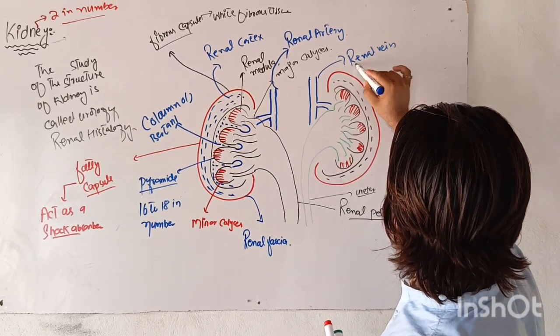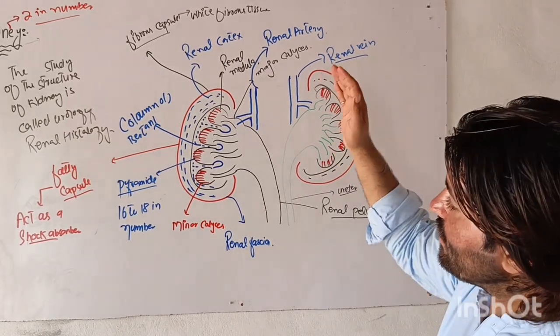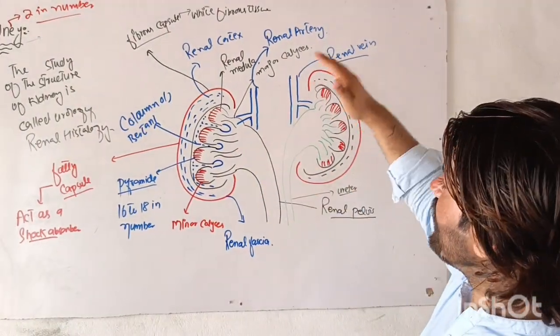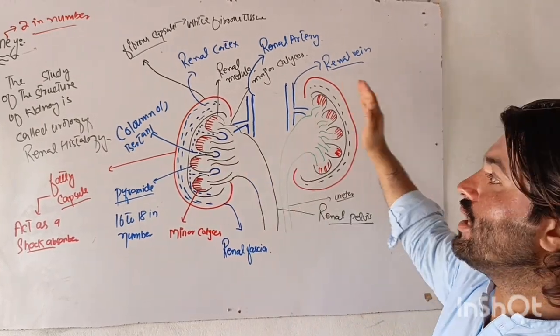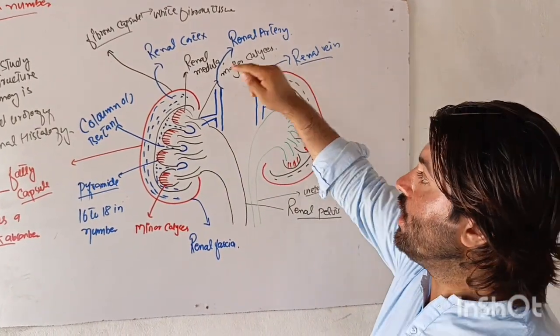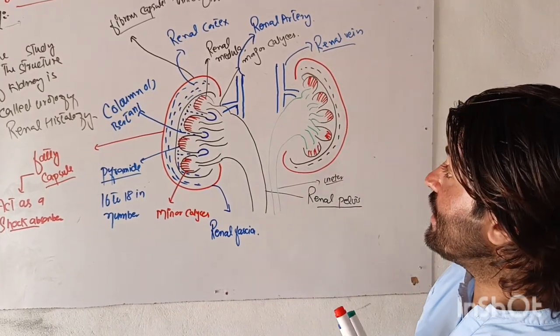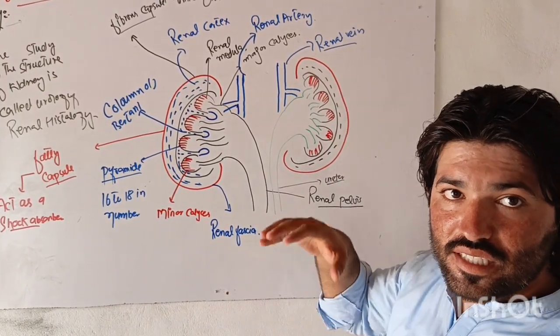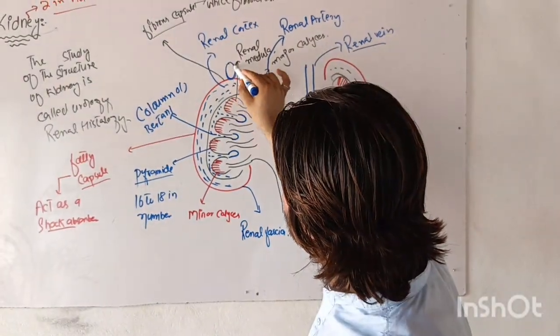Renal vein. The first one is the renal artery and the second one is the renal vein. The right kidney is lower than the left kidney. Again, I am repeating: the right kidney is lower than the left kidney because the right kidney is pushed by the liver.